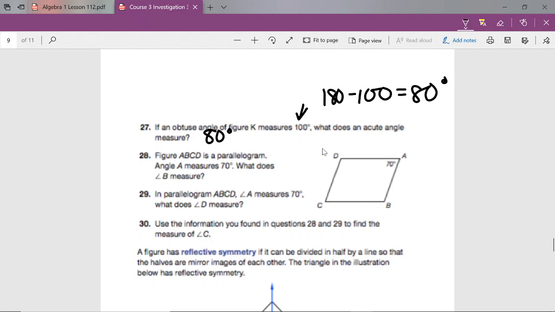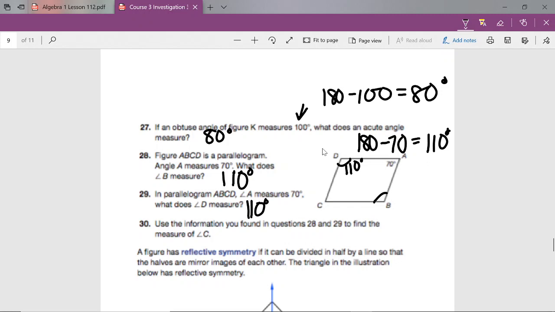So similar idea here, we have a parallelogram. If this angle here measures 70 degrees, this acute angle is 70 degrees, well the obtuse angle has to add up to 180, so 180 minus 70 is 110 degrees. So that would be the measure of my obtuse angle. And it's the same as angle B here, so 110 for angle B. So if angle A measures 70 degrees, then D is also 110.